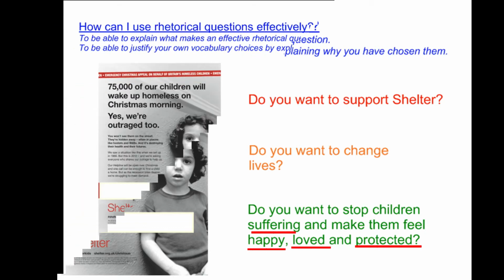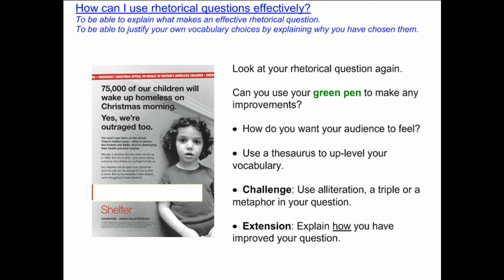So I want you to look at your rhetorical question again, because you are now going to write your rhetorical question. After you've written it, these are the improvements that I want you to put in. So you'll have to do some work for me. If I go back to the questions, the green rhetorical question that we said was the best one, you're using that as a model now to write your own rhetorical question. I'll give you some time to do that.